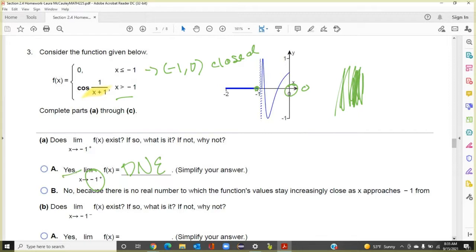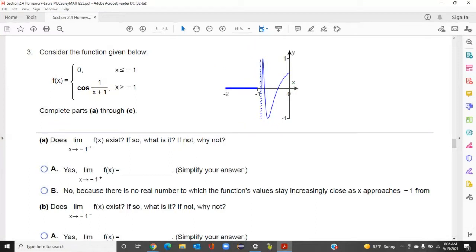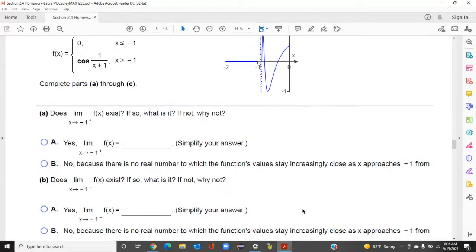Oh, that one said yes. So let's not choose that as our answer. So let's see what these answer choices are. So no, because there is no real number to which the function's values stay increasingly close as x approaches -1 from, I'm guessing that was from the right, and it just got cut off. So we're going to go with B on that one. I can't actually select it, but it's not getting close to anything. It's just jumping all over the place.